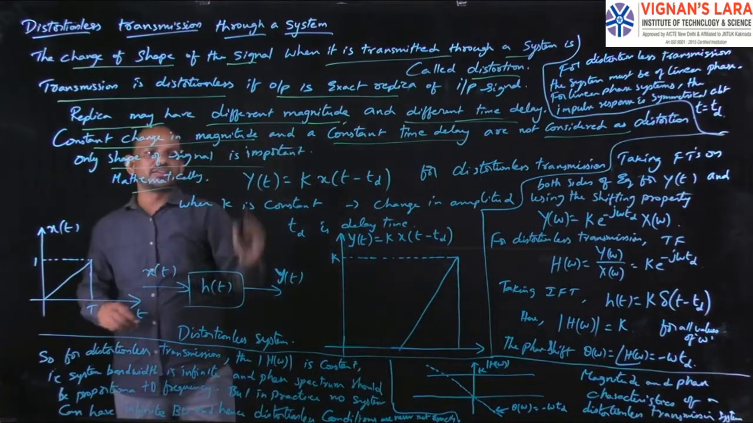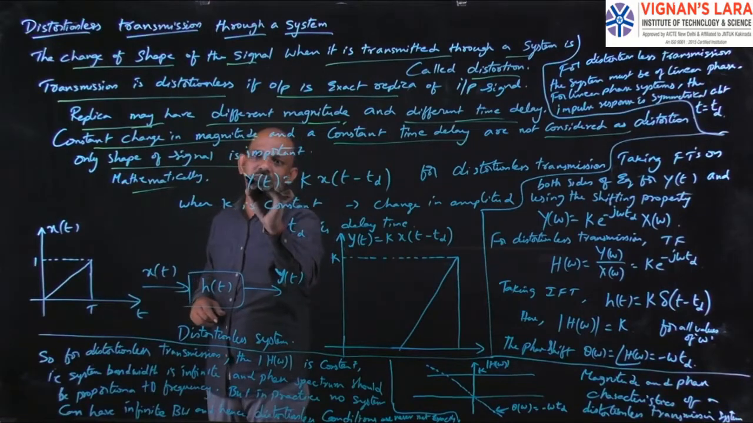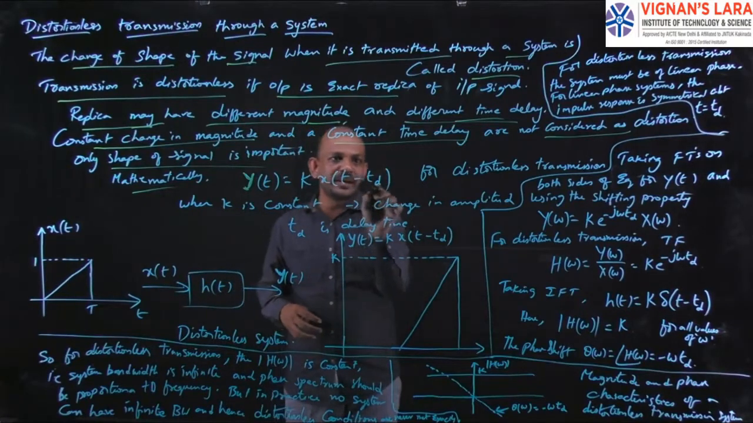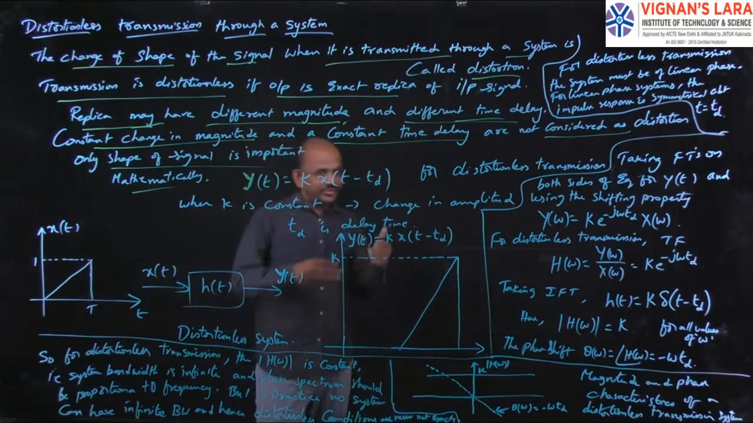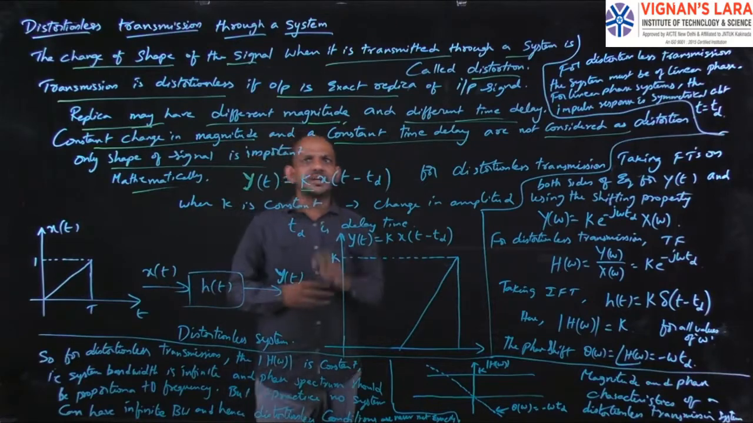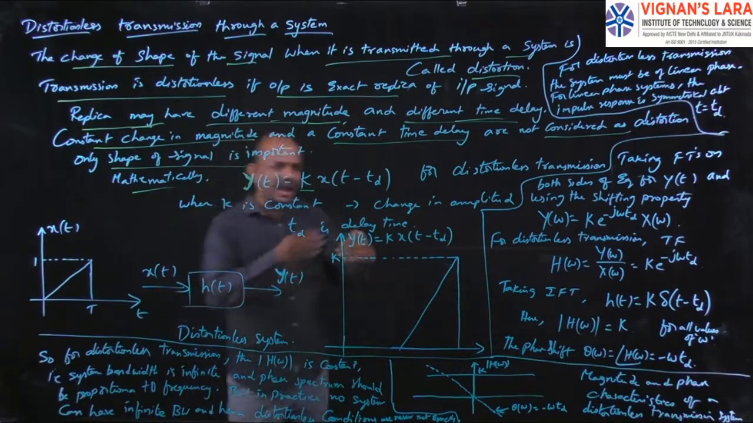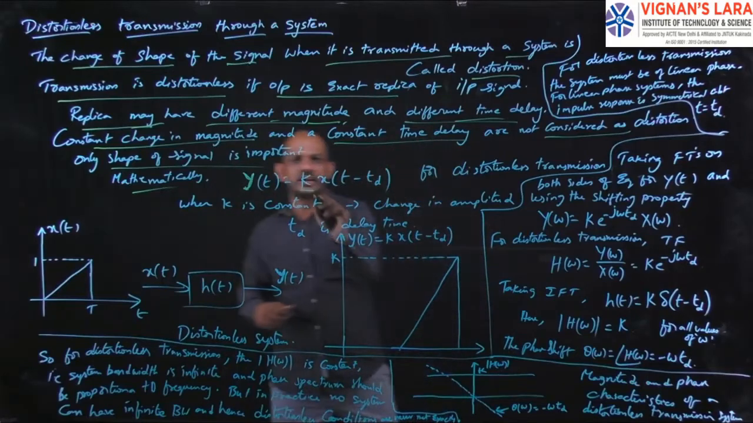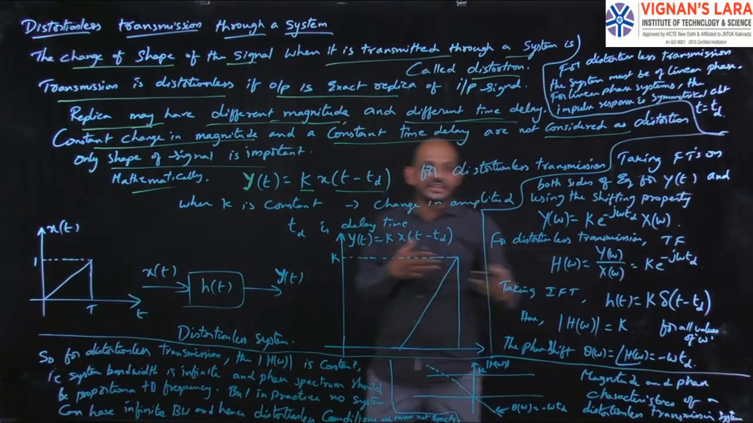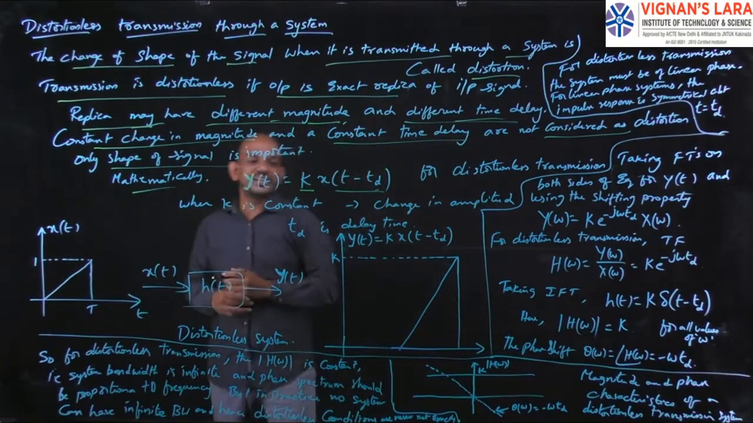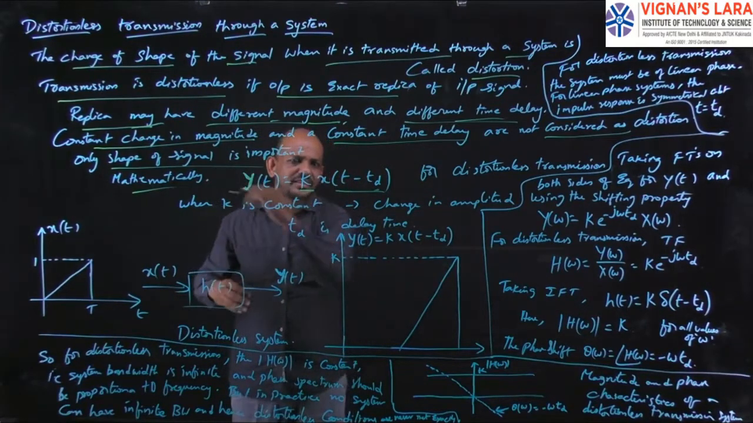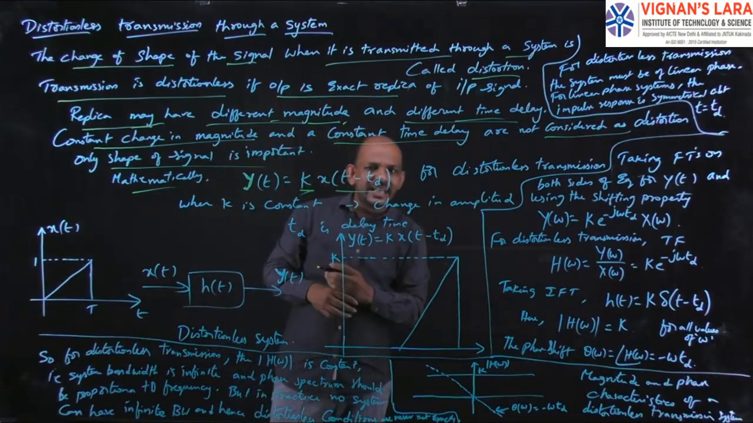So mathematically, we can write the output y of t equal to k, where k is some constant, into x of t minus td. Here k is a constant with which the magnitude will be increased. This k is for amplification or attenuation of the magnitude. And x of t minus td means there is a delay of td, so td is the delay time. So here the output magnitude is either increased or attenuated with the constant k, and it is delayed by td.